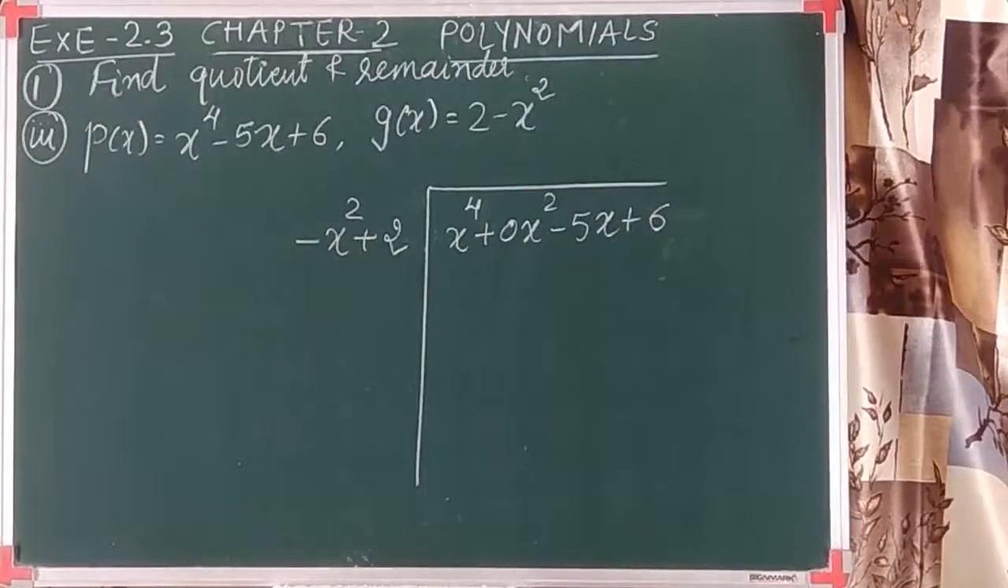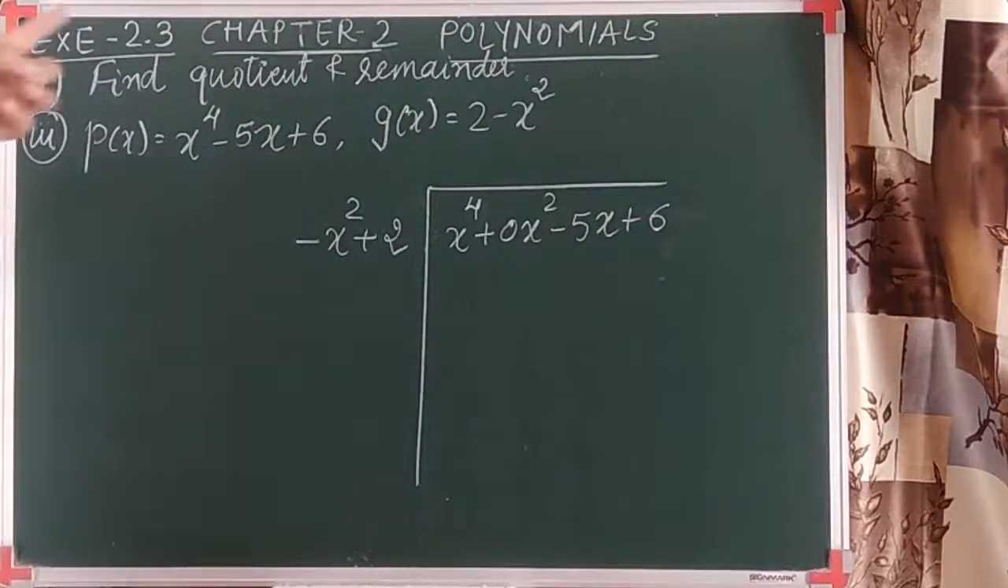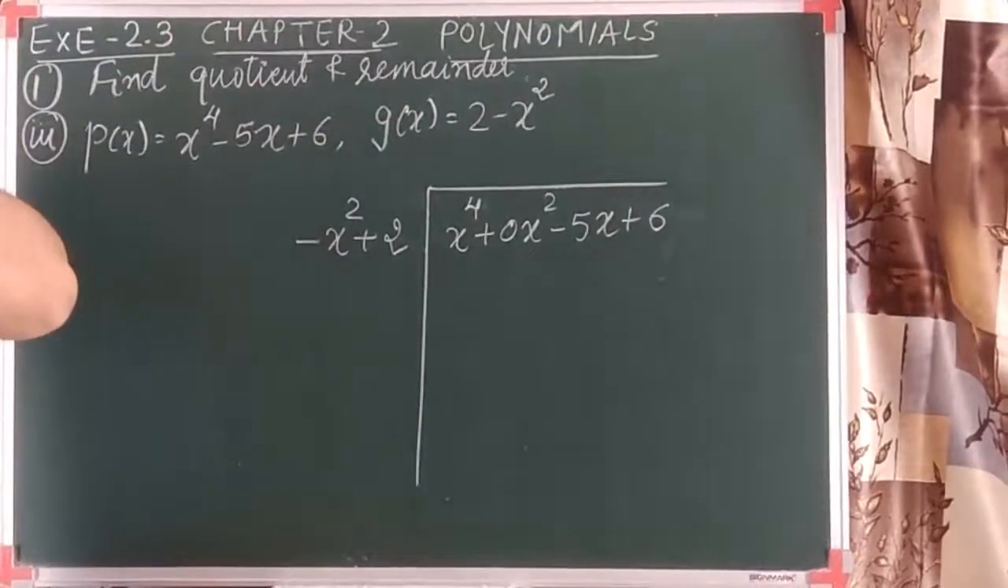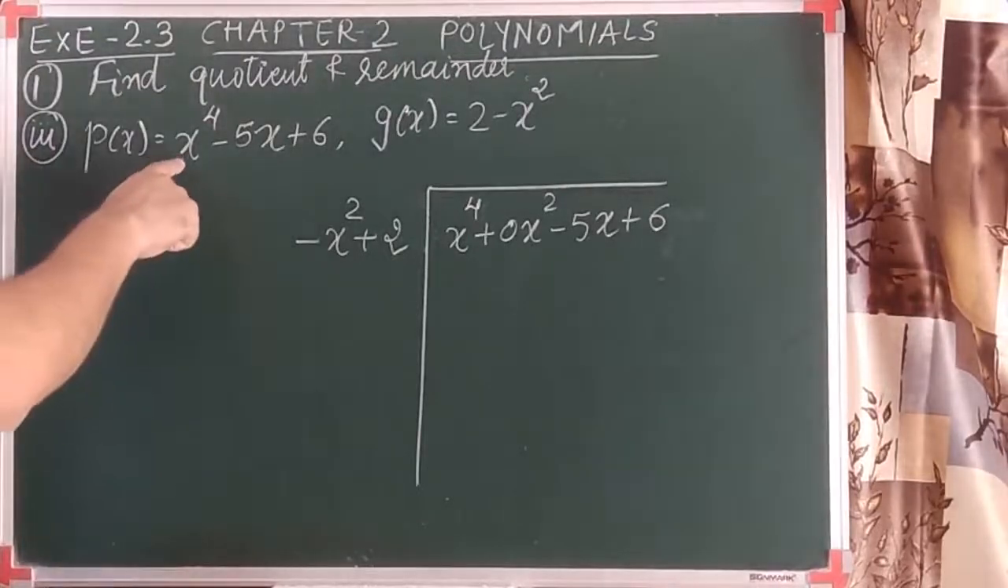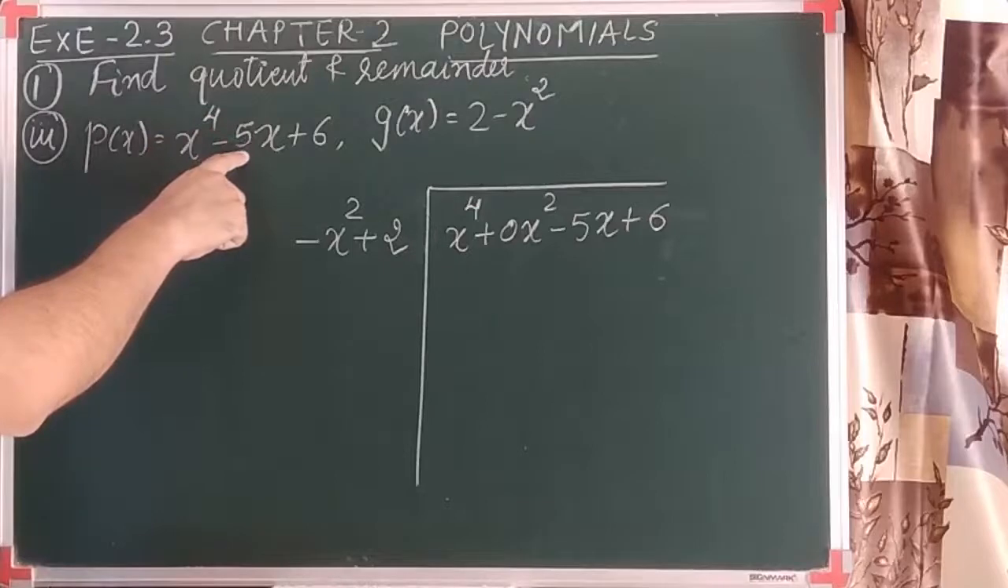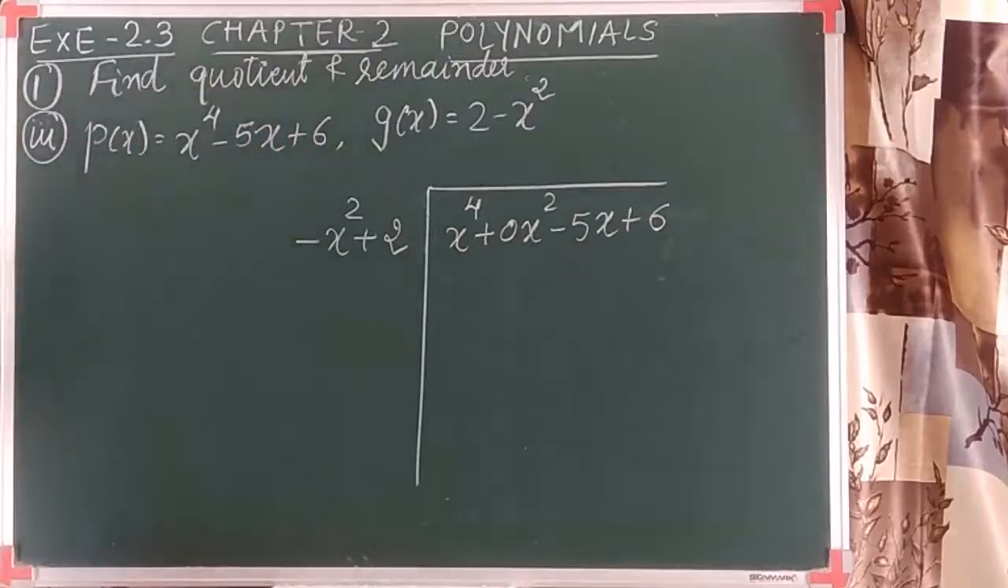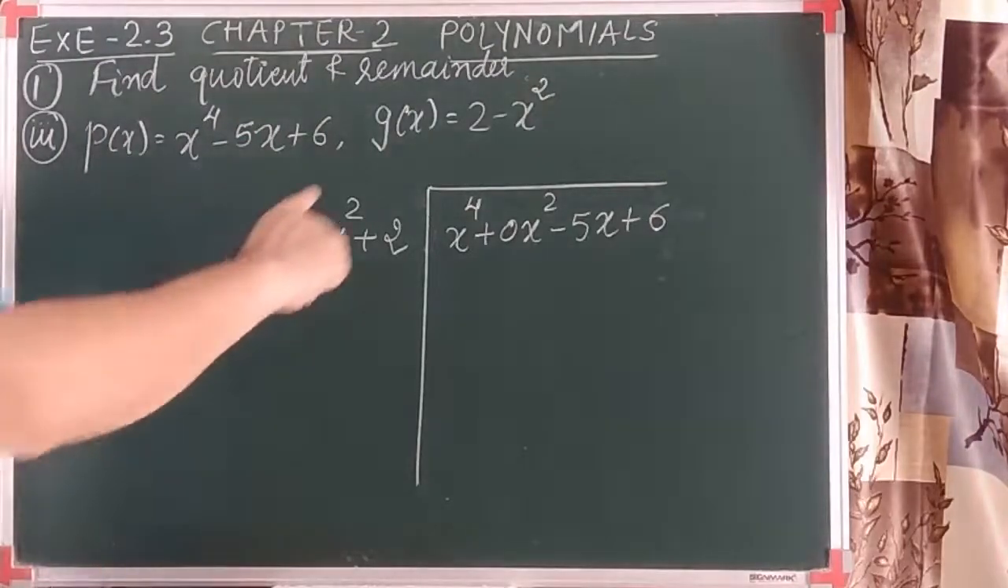Look at one more question. This is the third question of question number 1 of exercise 2.3. It's a very important question and very interesting also. Look into the question. It is x raised to power 4, then minus 5x plus 6. So you can see here there are two terms missing, with power 3 and power 2. This kind of question is important and can come in the exams.